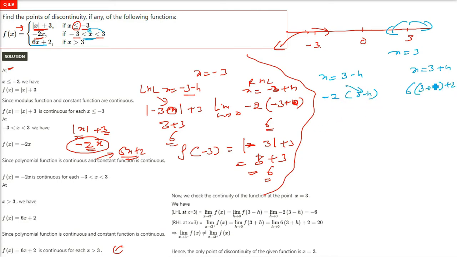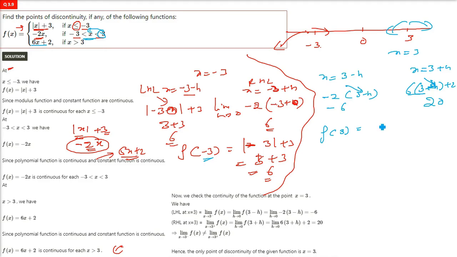Now put h as 0. What do you get? Minus 2 into 3, so minus 6 it is. And then we have this 0, so 6 times 3 is 18, 18 plus 2, that is 20. So do you think there is any need of checking the value of the function at 3? Because the left hand side and right hand side are not equal. When both the values are not equal, you can very well say that there is a discontinuity. But still we'll check for f(3).